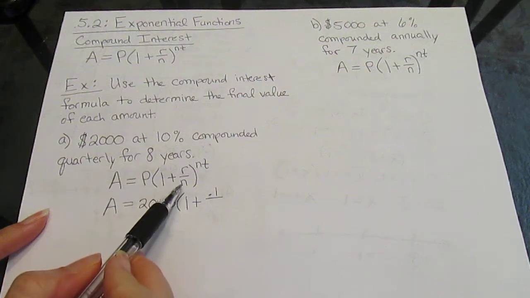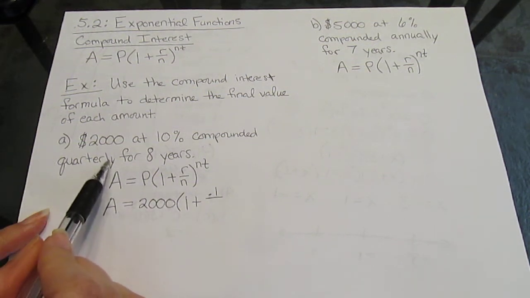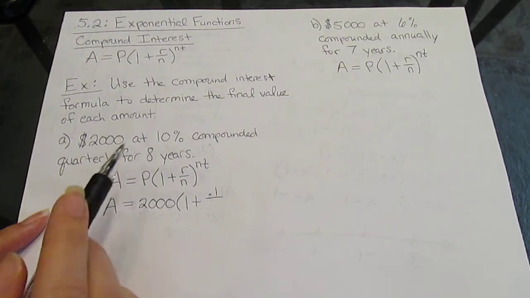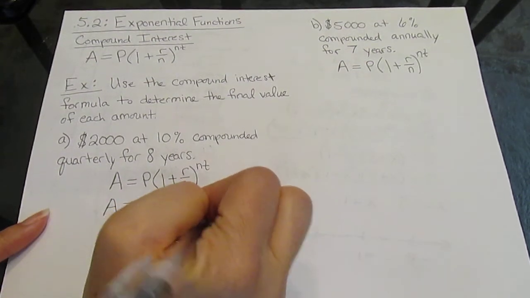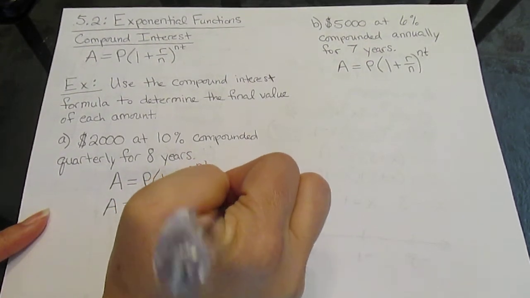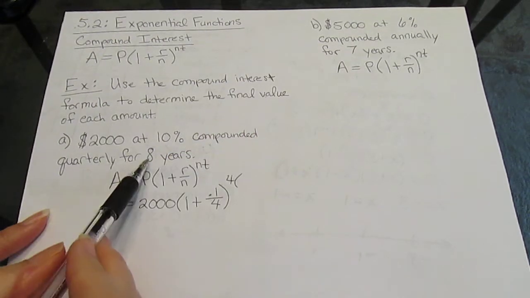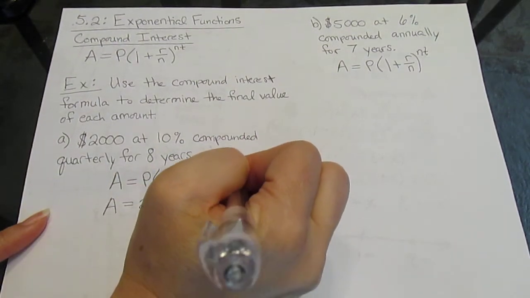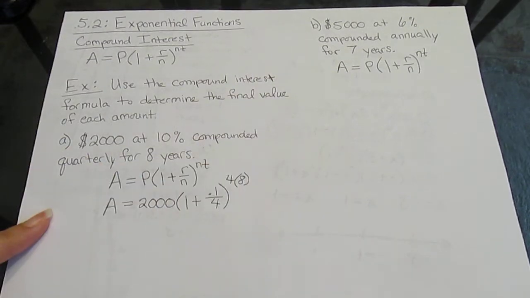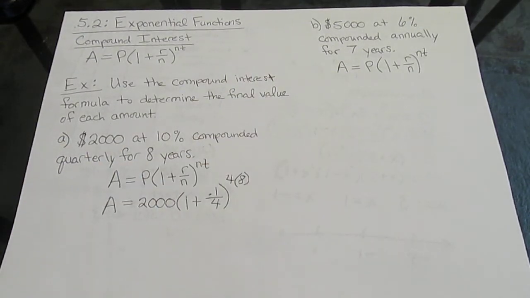The N, okay, well, that's how many times it's compounded per year. It says quarterly. Well, that means it's 4 times per year. So we'll put a 4 in for the N. And then the T is 8 years. Okay, so at this point, you can just plug it into your calculator.